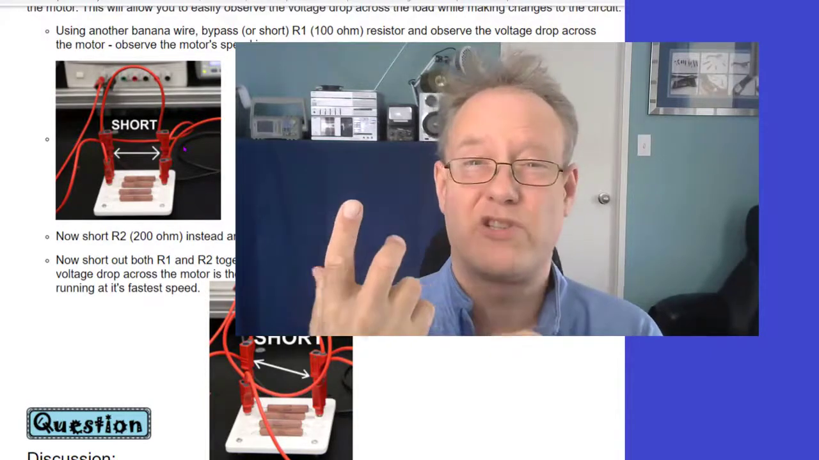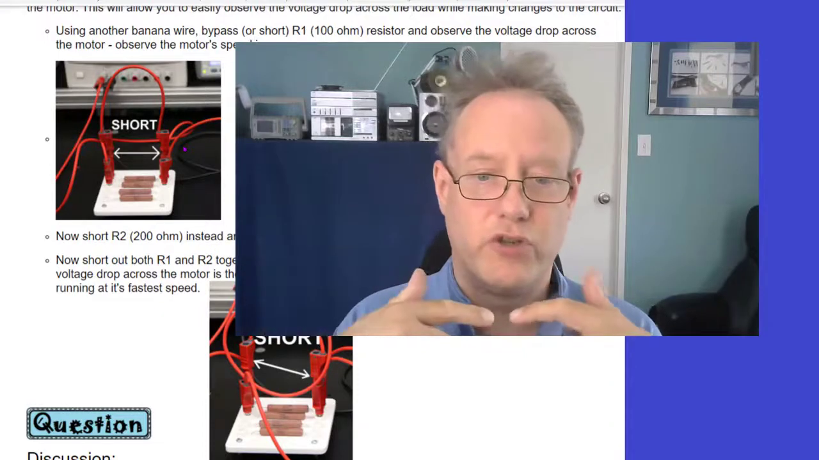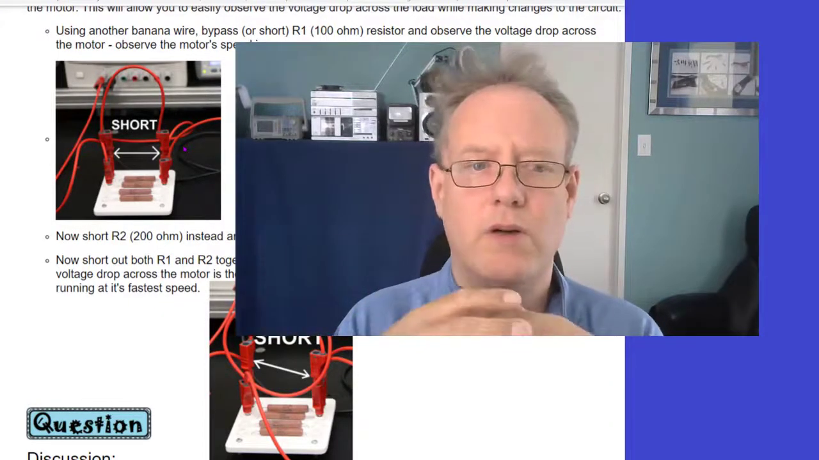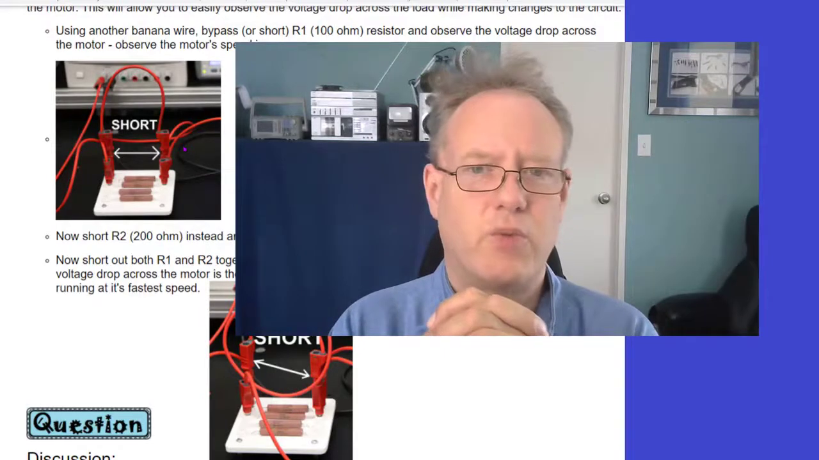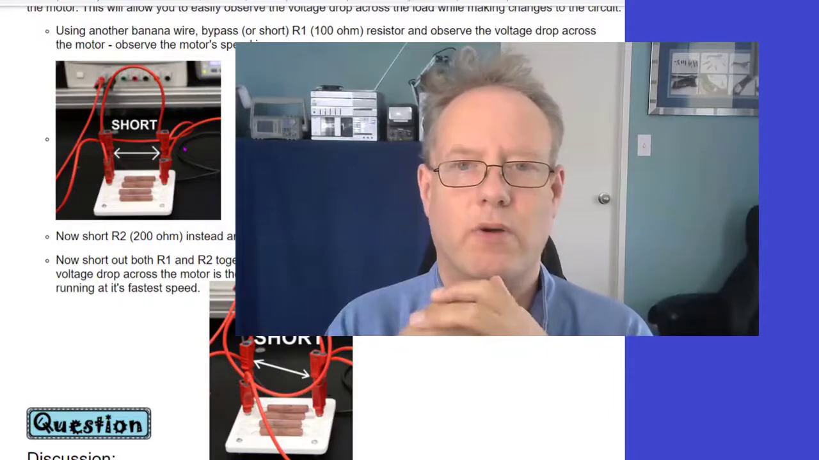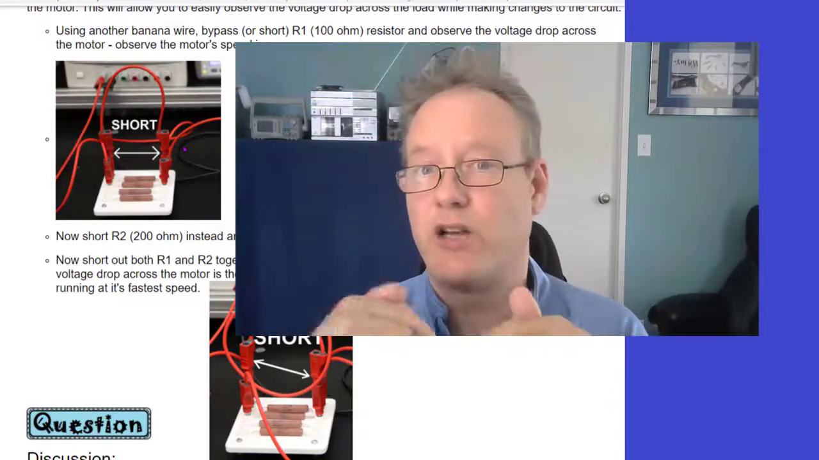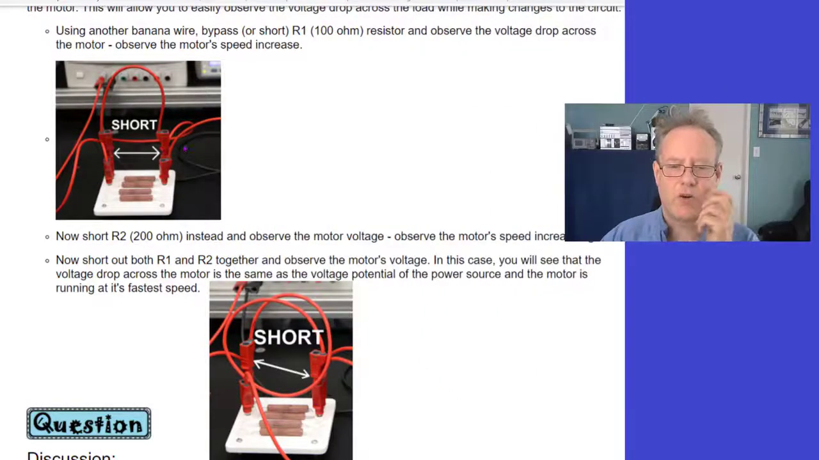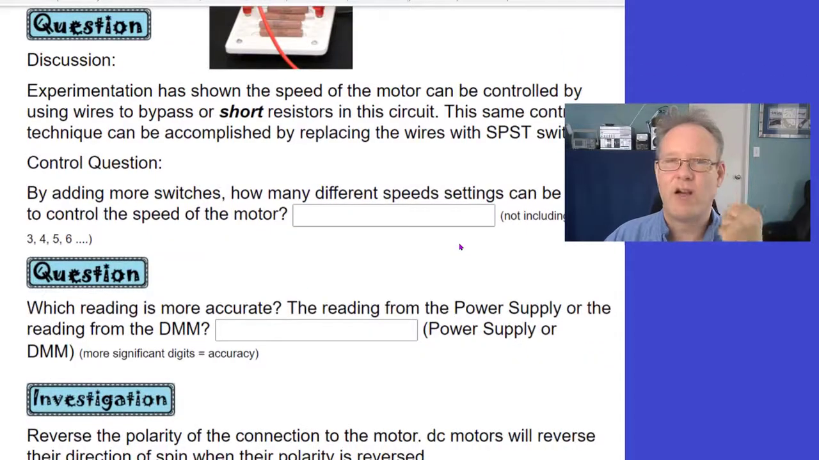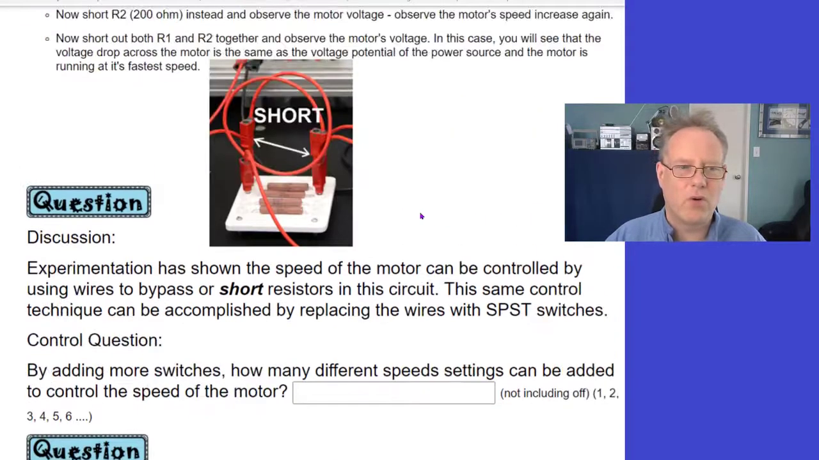I've got resistor 1, that's 100 ohms, and resistor 2, that's 200 ohms. So I can actually put 2 switches in there. I can use one switch to short out resistor 1 or not, and another switch to short out or not short out resistor 2. So my question here is, how many speeds will that give you in the motor, not including off? You have to get that right. If you answer the wrong number, you get this whole question wrong.